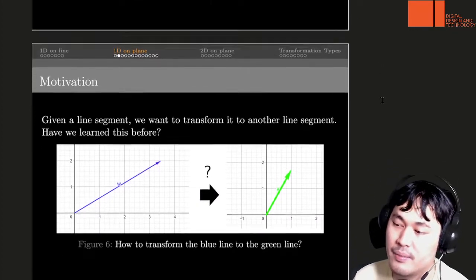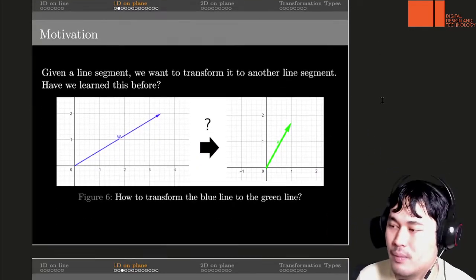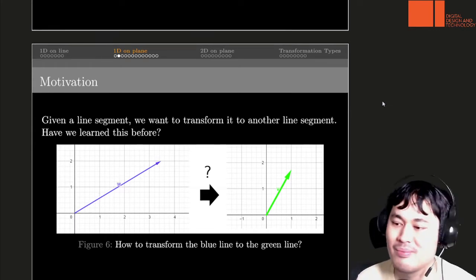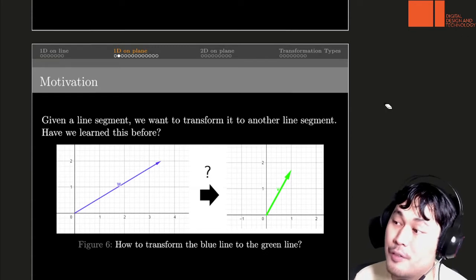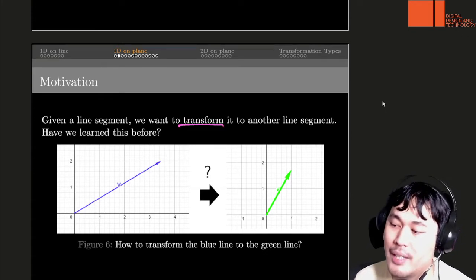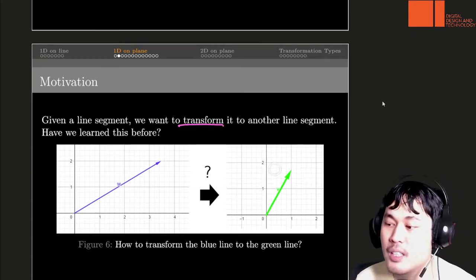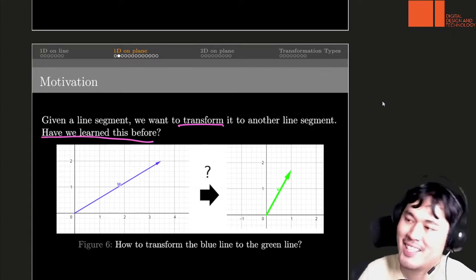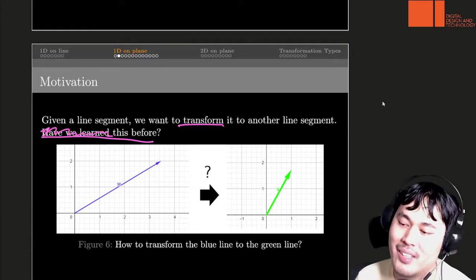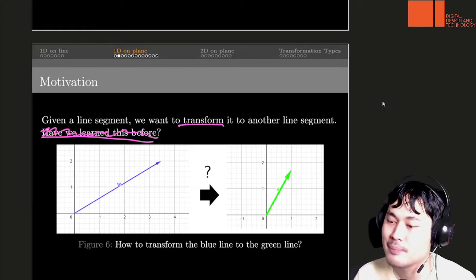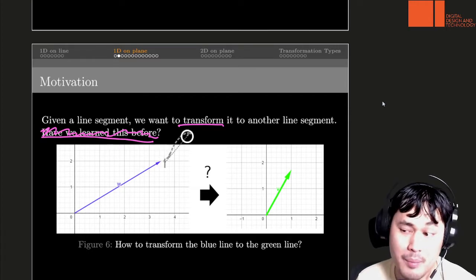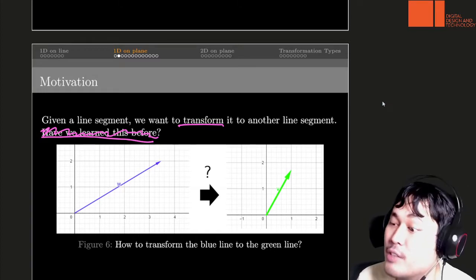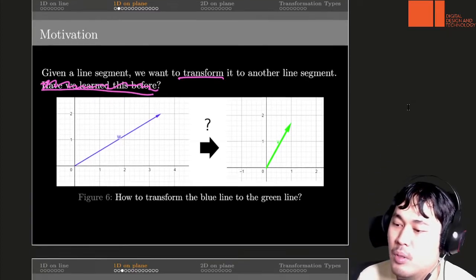So the motivation is, let's say we have this image. We have the line on the left, which is W, this blue line, and we want to transform it into another line segment, in this case the green line, V. Have you learned this before? Of course not, because I changed the class structure. We haven't learned this one, but that's the idea. So we have a line, and we want to transform it to another line somehow. How can we achieve that? You will see that in a moment.